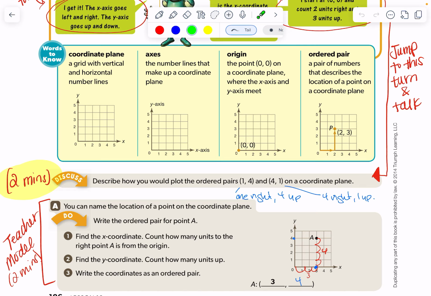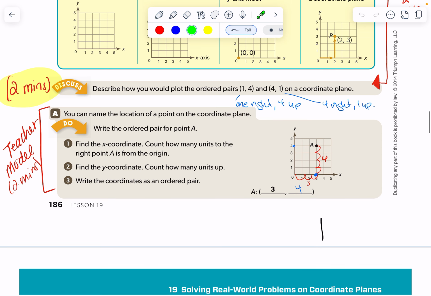Students should be able to identify that even though they have the same digits, because their x and y coordinates are different, the order in which they need to follow is also different. And so then you will jump into a more concrete model on how to identify the ordered pair when given a point. So here we have point A.